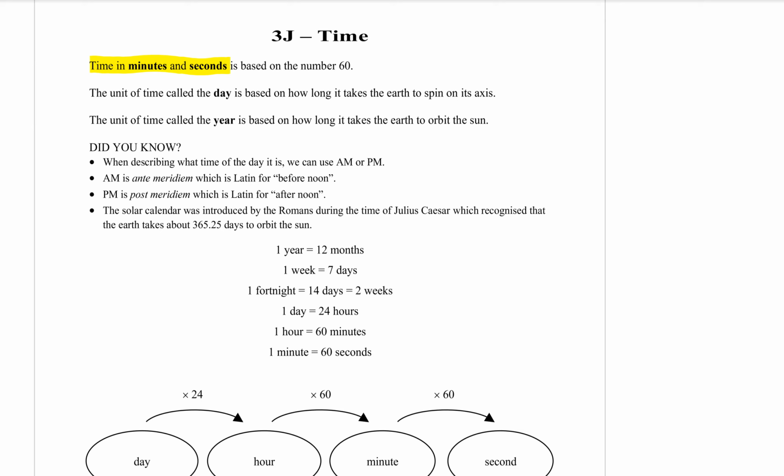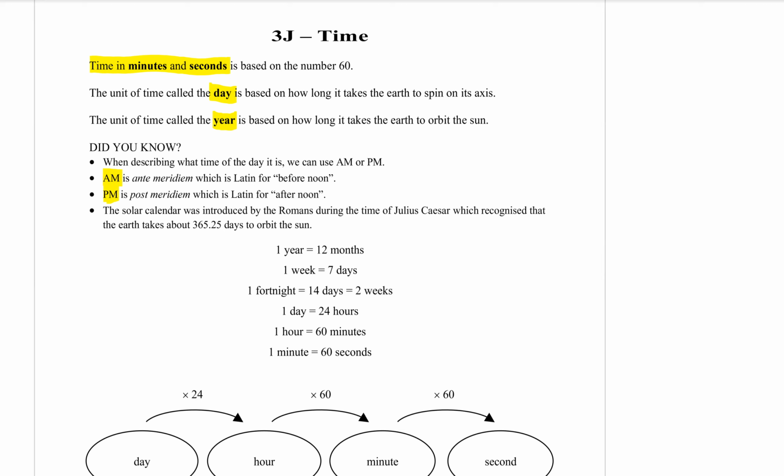The unit of time called a day is based on how long it takes for the Earth to spin on its axis. And the unit of time called a year is based on how long it takes for the Earth to orbit the Sun. So just for something a bit interesting here, did you know that when describing what time of day it is, we can use AM or PM? Now, AM stands for ante-meridiem, which is Latin for before noon, and PM is post-meridiem, which is Latin for after noon.